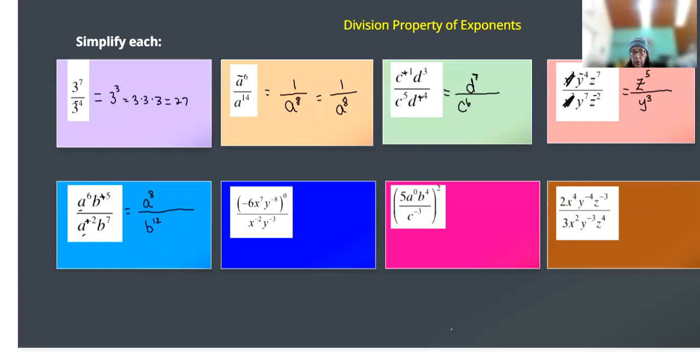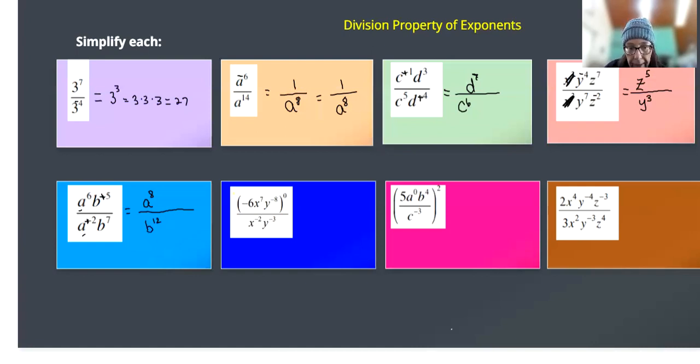Put the variable on the top or bottom, depending on which variable has the bigger exponent. All right, let's go on to the next one. I'm going to change my color here. Can I see yellow here? Not really. Okay, let's go with red for the top.